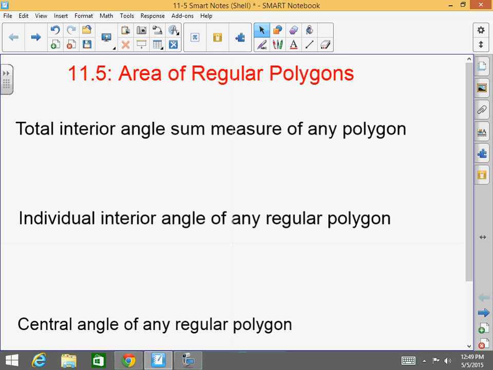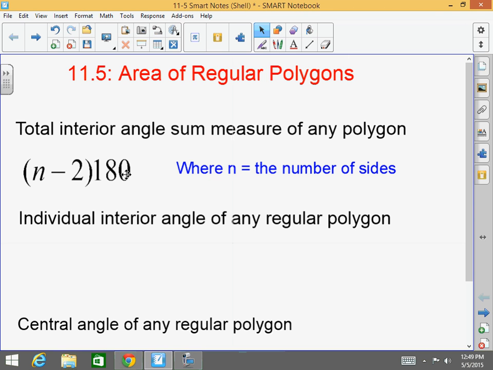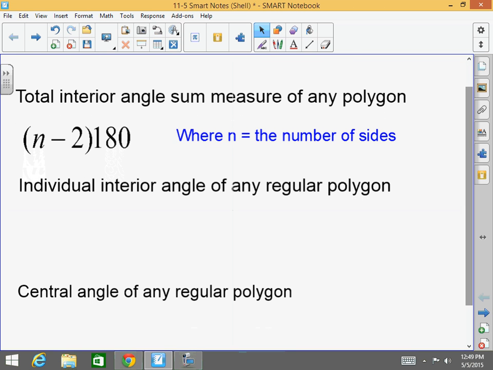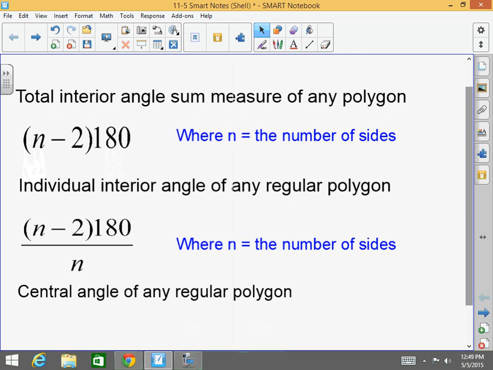So anyways, the total interior angle sum measure of any polygon is n minus 2 times 180, where n is the number of sides. How would I find the individual angle of any regular polygon then? Yes, sir. That's exactly correct, my friend. N minus 2 times 180 divided by n, where again, n is the number of sides.